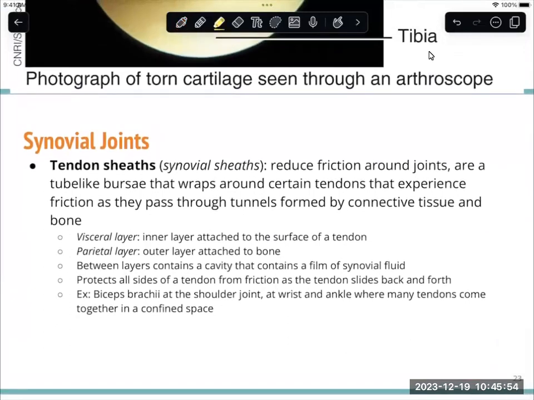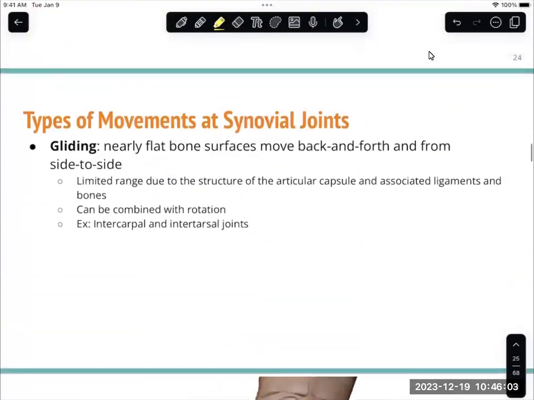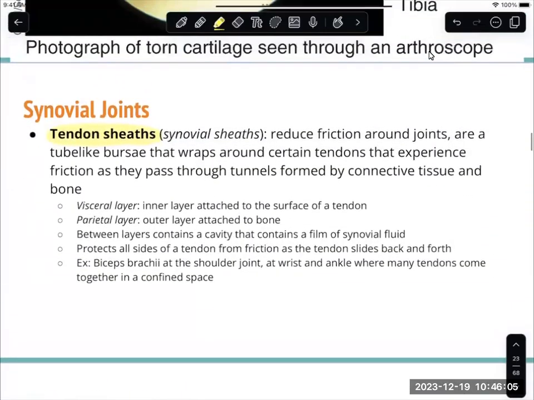Like our bursa, we have tendon sheaths. It's the same idea. I don't have a picture. I thought I did. Sorry. It's the same idea as a bursa, but instead of it sitting between joints, it's going to wrap around tendons.